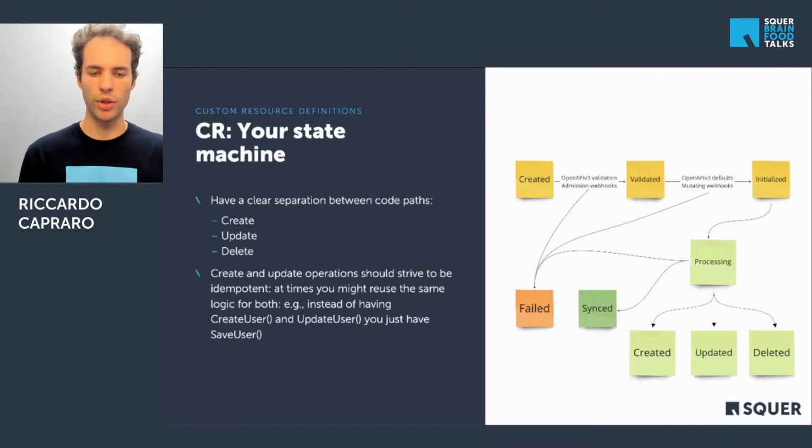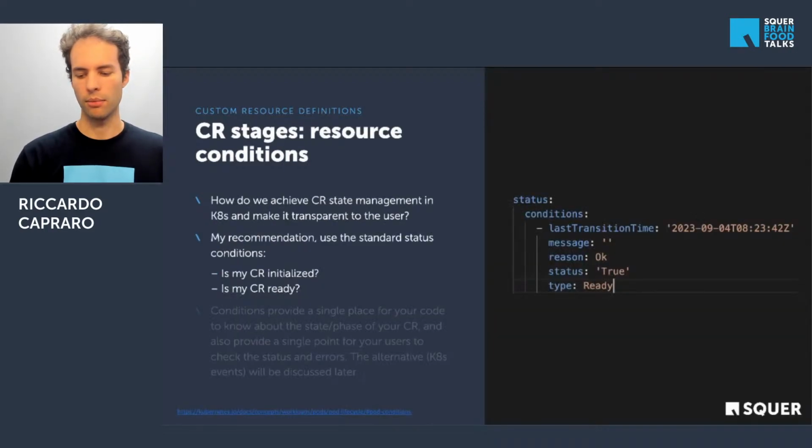And sometimes you can reuse some logic between creation and update, especially if you're managing external resources and you're doing these via a put endpoint or like a get plus put. The idea is really try to strive for idempotency here and make sure that you don't get stuck in your state machine somewhere.